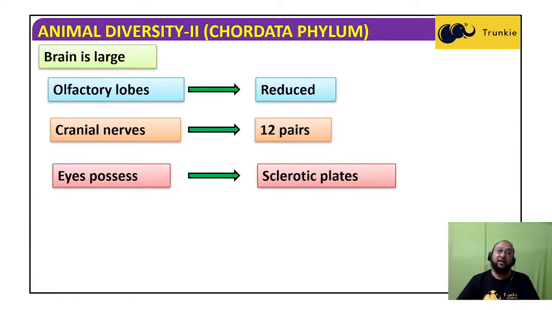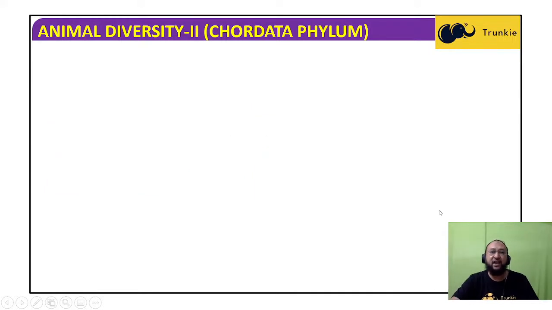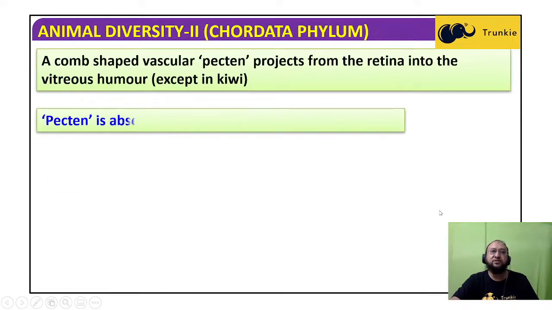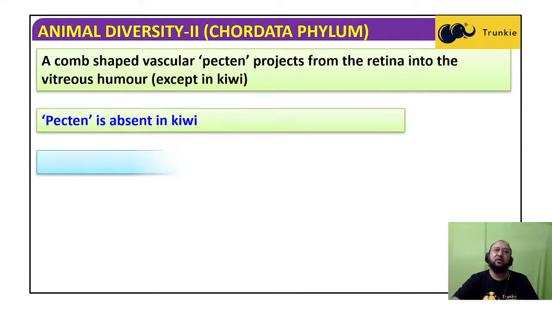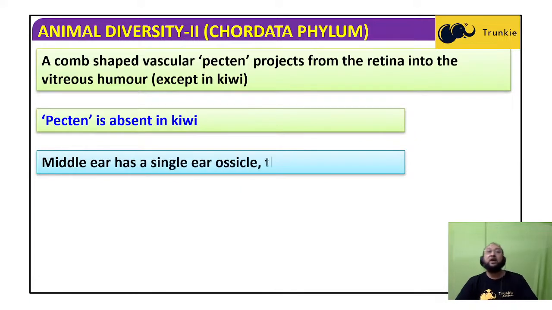Eye, sclerotic plates. Like in the eyes of the human being, we have got different layers, the retina, then the choroid. Similarly, here also they have got sclerotic plates in the eye. A comb-shaped vascular pecten projects from the retina into the vitreous humor, except in kiwi. Vitreous humor and aqueous humor.